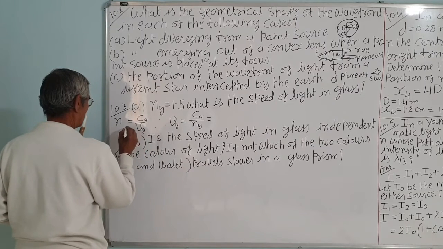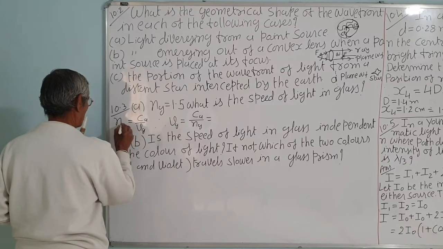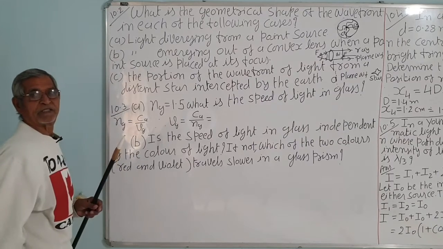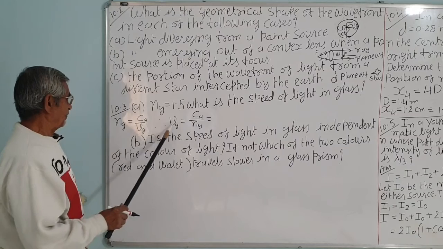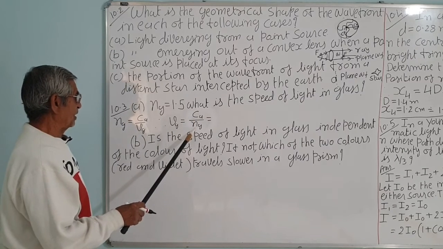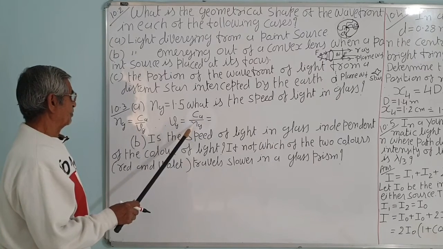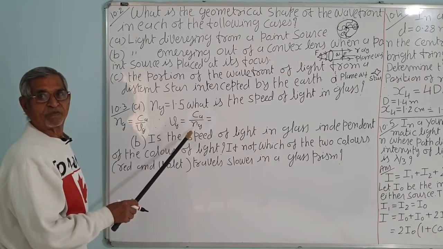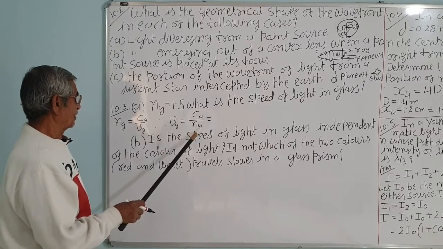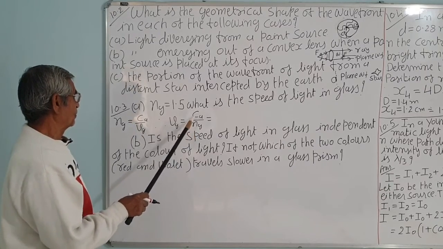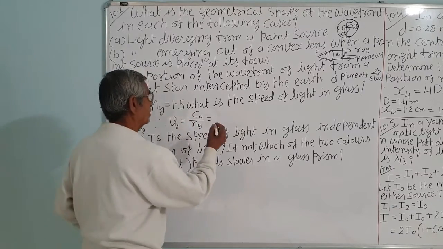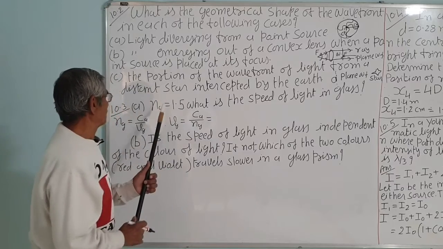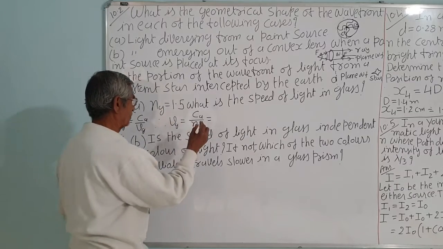Say velocity in the glass is Vg and refractive index of the glass is Ng, correct? So Vg is equal to Ca upon Ng. Ng of a denser medium is more than 1, for air it is 1. Otherwise it is more than 1. So this ratio will be less than Ca, correct?